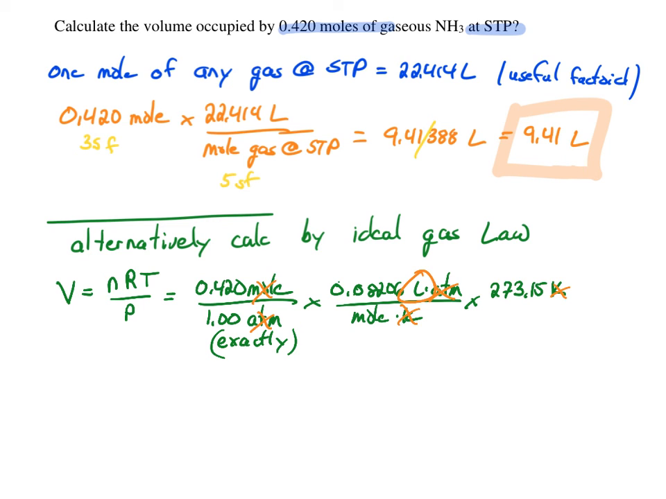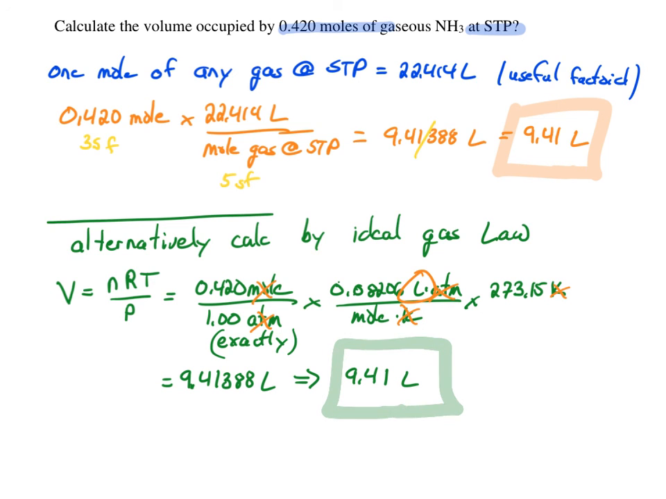So we can go ahead and do our calculation, and we'd find we get the same value as we do above, 9.41388, which is going to be rounded to 9.41 liters in terms of the appropriate number of sig figs. And there we go.